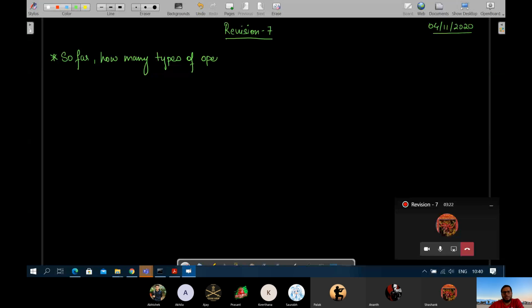Yes, how many types so far, in the revision phase, how many types of operators have we seen? Anant, anyone else? It's a very simple question. Come on, respond, otherwise how will I move ahead? No idea. It's surprising. Types. Saurabh, where have you seen 5? In the revision phase, how many types of operators have we seen? Sir, revise only 5. Sorry.